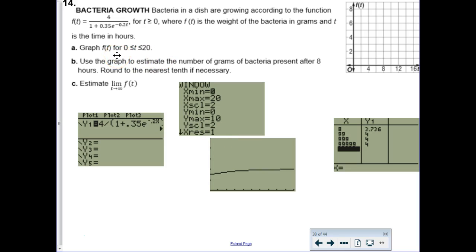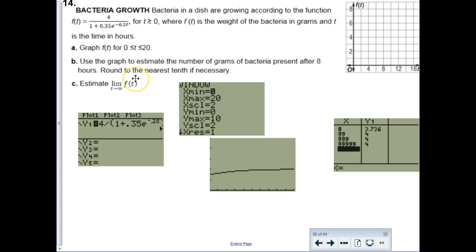So the first one was like, please graph it between 0 and 20. And luckily she already did that for you. So boom, right there. And then it says, use the graph to estimate the number of grams of bacteria present after 8 hours. Well, that was an easy thing for her to do because she already had her function typed in. So she just did an ask command on her calculator's table and then put in 8. And there's approximately 3.736 grams.